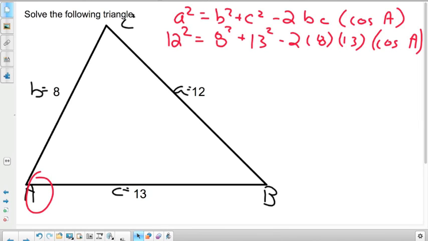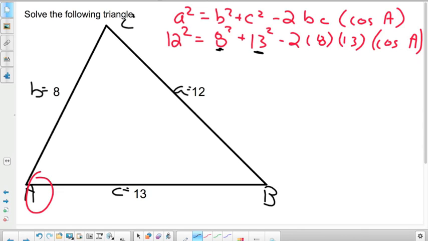Well, let's go through that. You almost treat cos of A like a variable x. You need to get it by itself first. If this was an equation back in grade 9 with x there, we would need to take care of our additions and subtractions first. So how do I get rid of 8 squared and 13 squared on the right-hand side? Please do not say move.